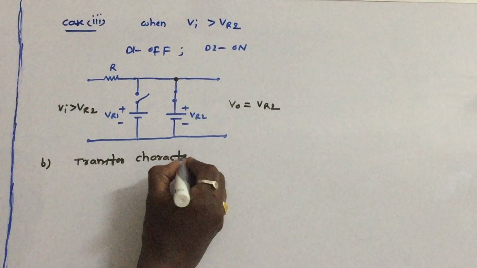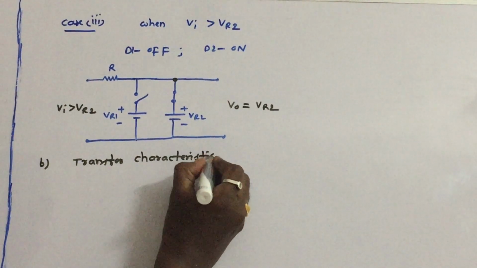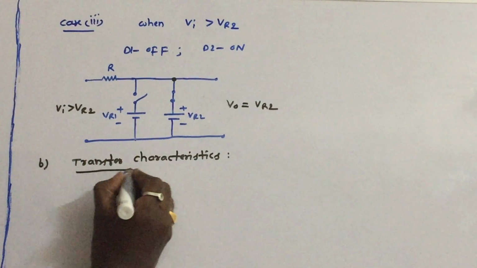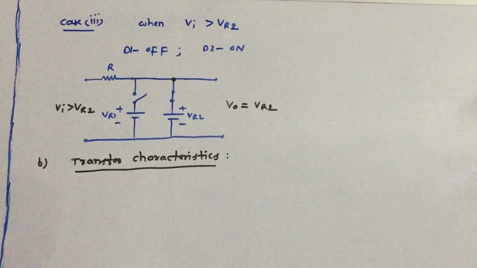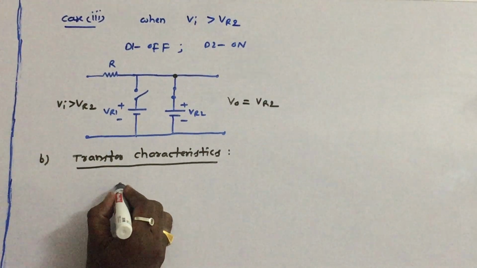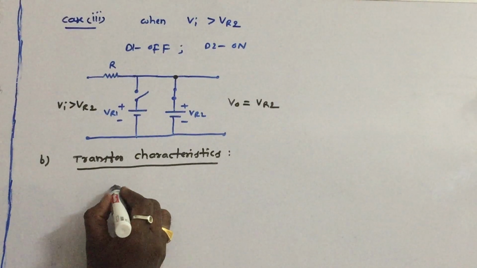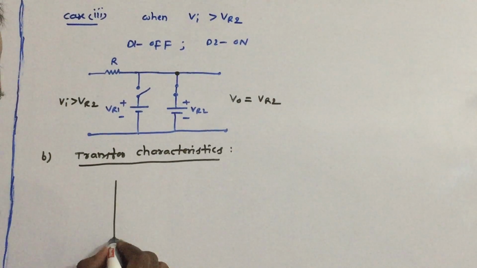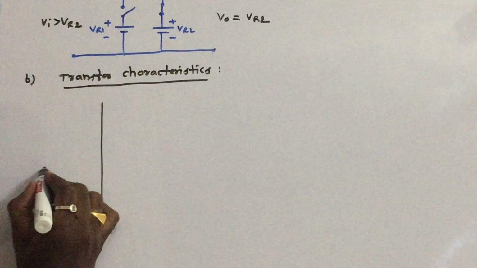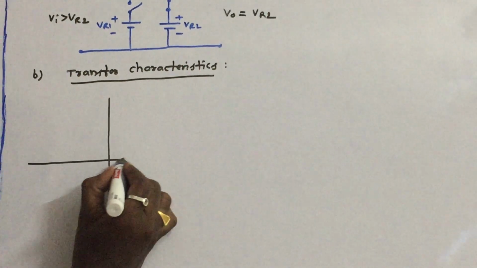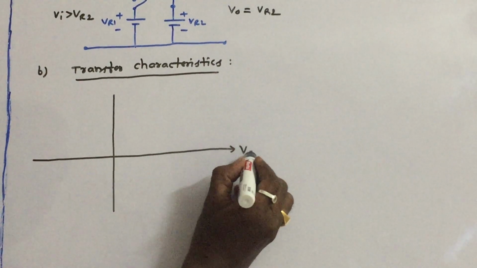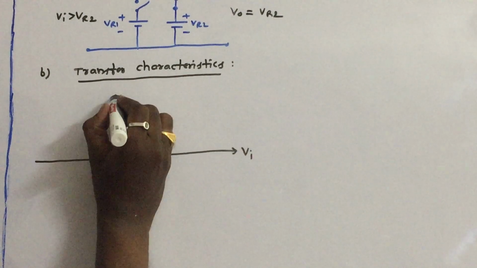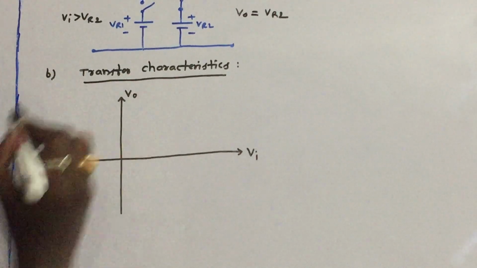Very simple to write. The transfer characteristics. What is transfer characteristics? The graph between V0 and Vi is called as transfer characteristics. So let us see how to draw this transfer characteristics. So this is say Vi, this is say V0.